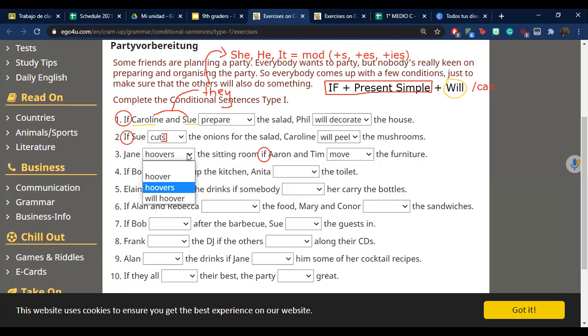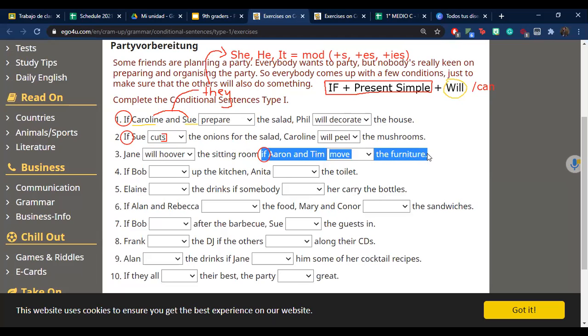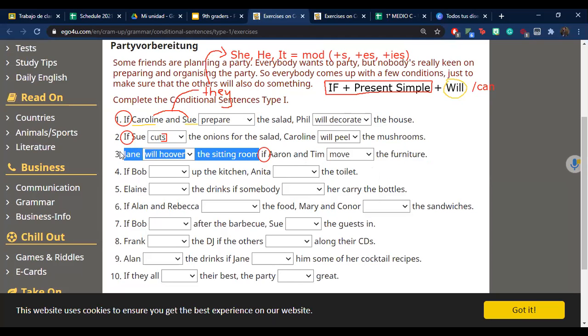And it's a Will Hoover. Will Hoover, yes. Porque si tú lo pillas acá, dijimos, if es la condición, y va con present simple. Aaron and Tim es they, entonces move. ¿Ya? La condición está acá. Y el resultado está al principio. Por eso se movió. Y el resultado siempre va con el will. O con el can, si existe. ¿Ya? Entonces, por eso. Will Hoover. Entonces, Jane es como que va a pasar la aspiradora si Aaron and Tim mueven los muebles.